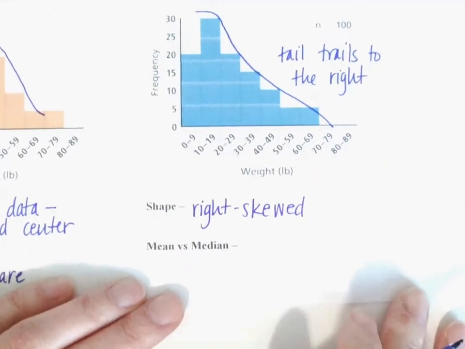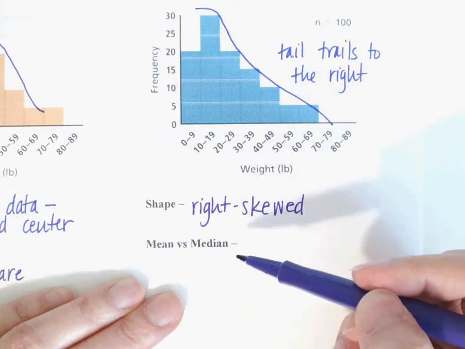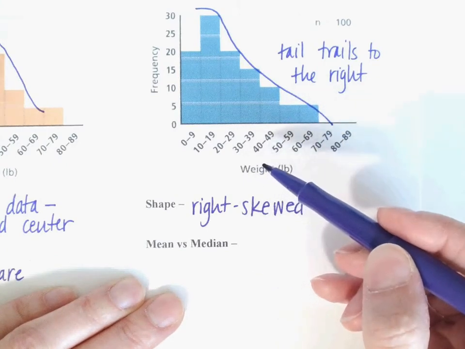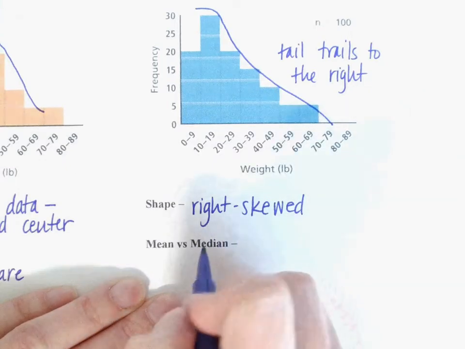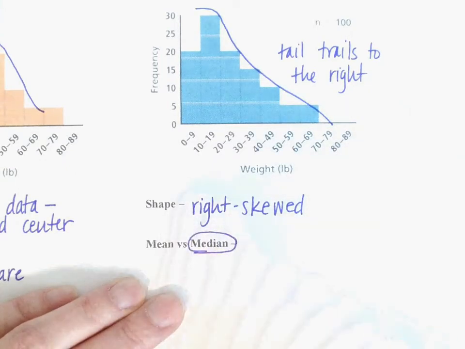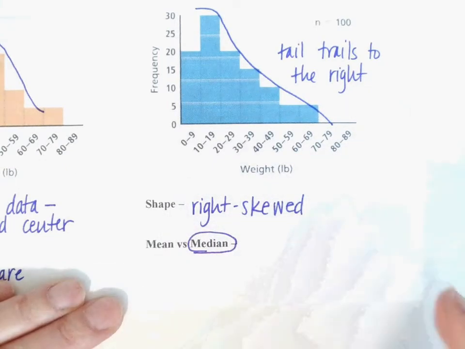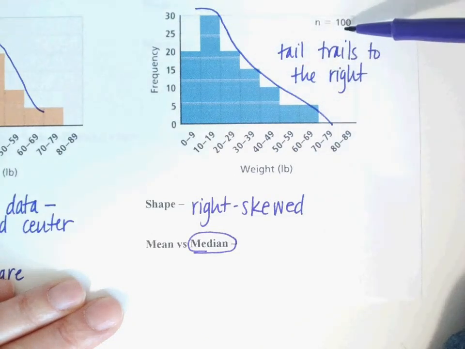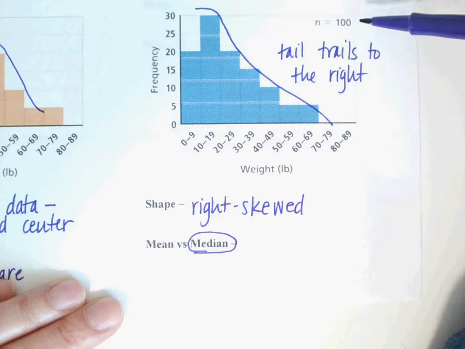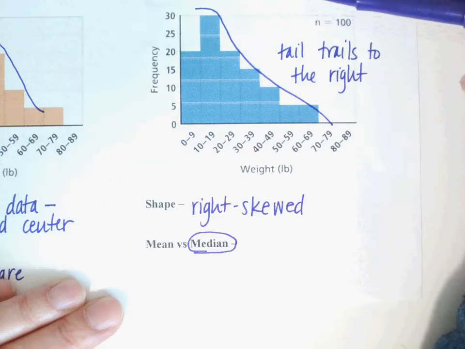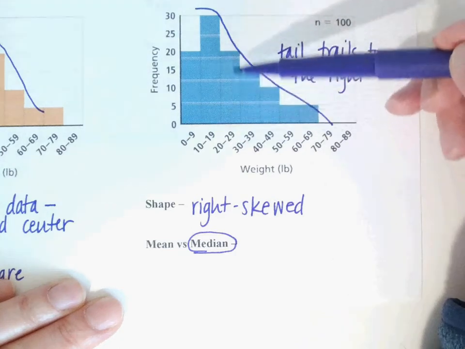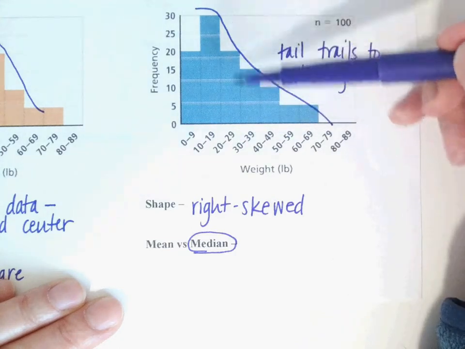Okay, and then I'm going to ask, what is better to describe the typical value of this histogram? And you are going to say the median, okay? Because when we think about all of these data values, and there's going to be about 100, that's what this n equals up here is. The median, the middle value, is going to be probably closer to where most of the values are.